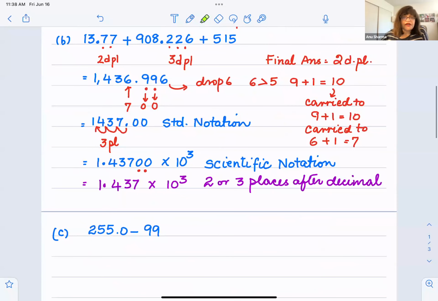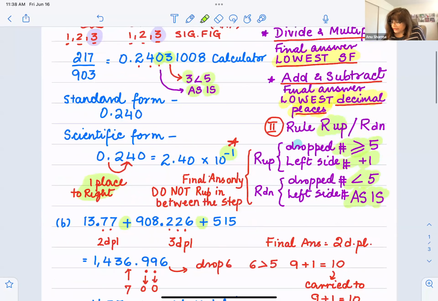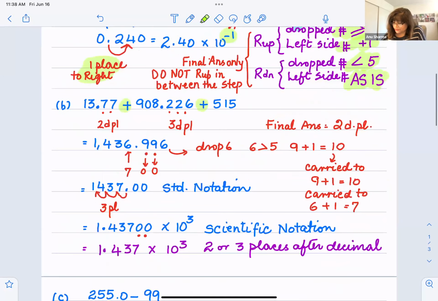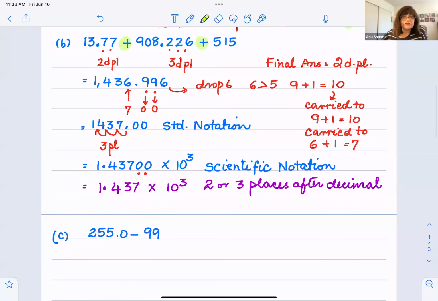Next, you have these numbers where you are adding. In adding, the way I remember it so you don't forget is the D sound: the D sound matches with decimal. So you look at the decimal places here: 2 places in the first one, 3 places in the second one, and the last one ambiguous. So leave it. Your final answer should only have 2 decimal places. When you add, you see this number on the calculator: 1436.996. So you keep only 2 places after the decimal.